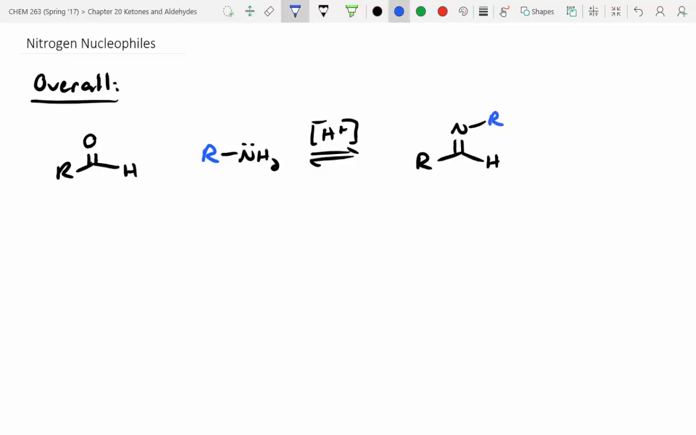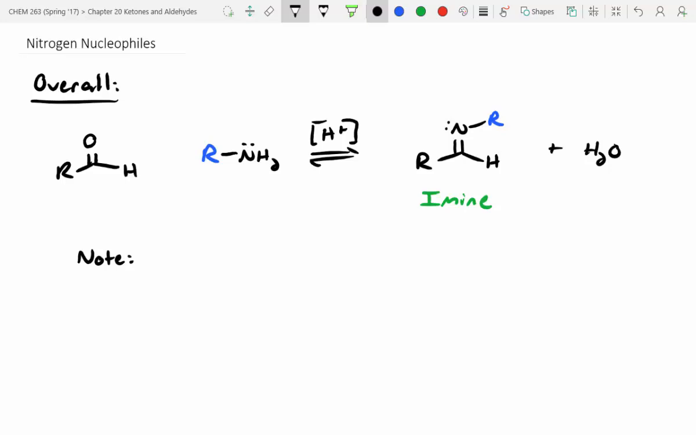Let me clean this up. And this is referred to as an imine. It's basically the nitrogen version of a carbonyl, right? So it's got a nitrogen carbon double bond. These are really common reactions. One particular thing I did want to note is that this reaction is really sensitive to pH.